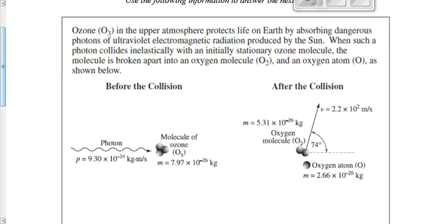Listen, we're talking about photons here, we're talking about oxygen molecules, but when you look at this, I think it's pretty clear that this is a collision, right? And this is a conservation of momentum problem. We've got to do x and y components because of that. But what do you have to do first? What's the first thing you have to do?